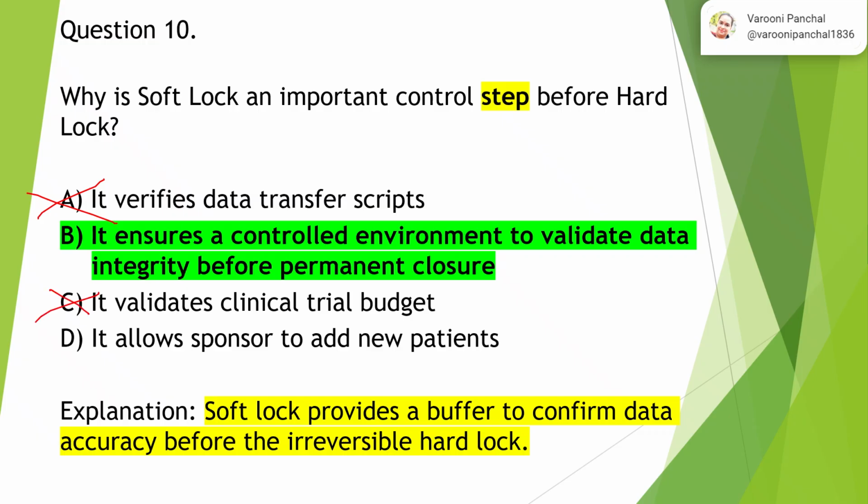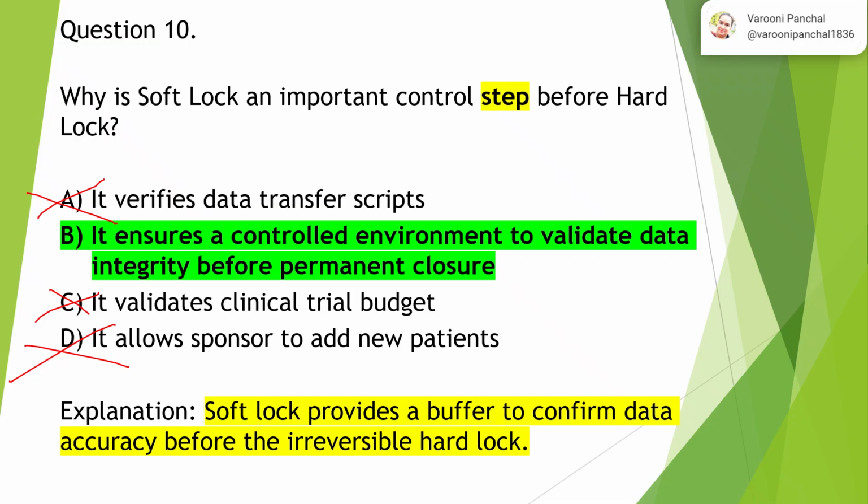Option D, it allows sponsor to add new patients. Now when you are nearing the soft lock and you are doing the hard lock of the database, which is permanently done, it doesn't make sense to add a new patient. So this is an irrelevant option. So this is not the right answer. Option B, it ensures a controlled environment to validate data integrity before permanent closure.